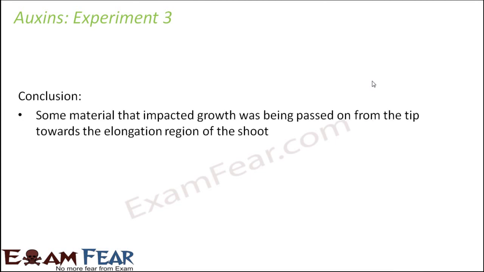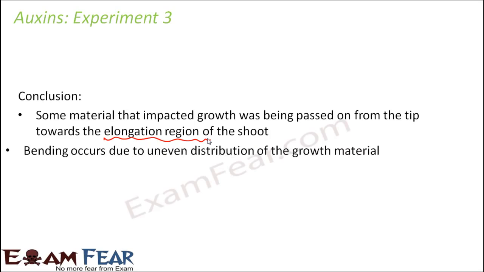These series of experiments gave him the final conclusion that there was some material that impacted growth and it was present on the tip of the shoot, and it was being passed from the tip towards the elongation region of the shoot, because it is the elongation region where the actual lengthening of the shoot takes place. In that elongation region only the cells will elongate and therefore the length will actually increase. So even if you have a growth promoting substance at the tip, it is not going to help. It has to reach the elongation region of the shoot.